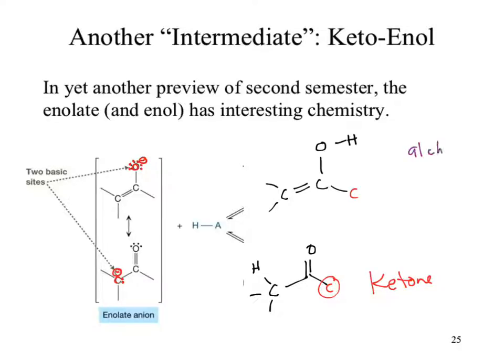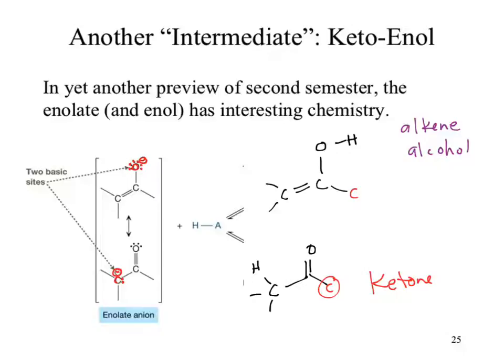Is that all we have there? Whoa, I can't spell alcohol. And we have an alkene. So we have an alkene and an alcohol and a ketone, and yet the name that we're referencing here is called Keto-Enol. We actually have a new functional group in the top one. It's not an alkene and an alcohol.